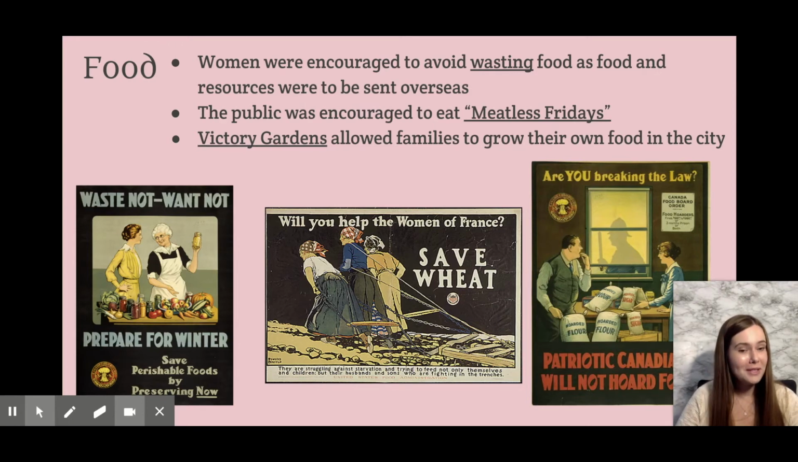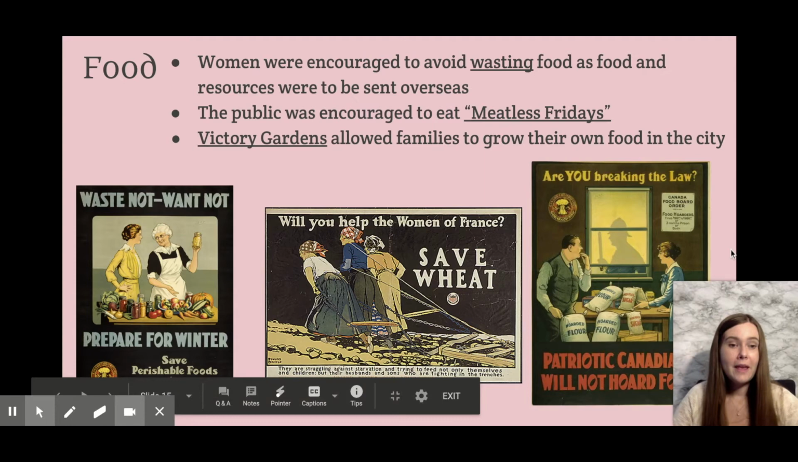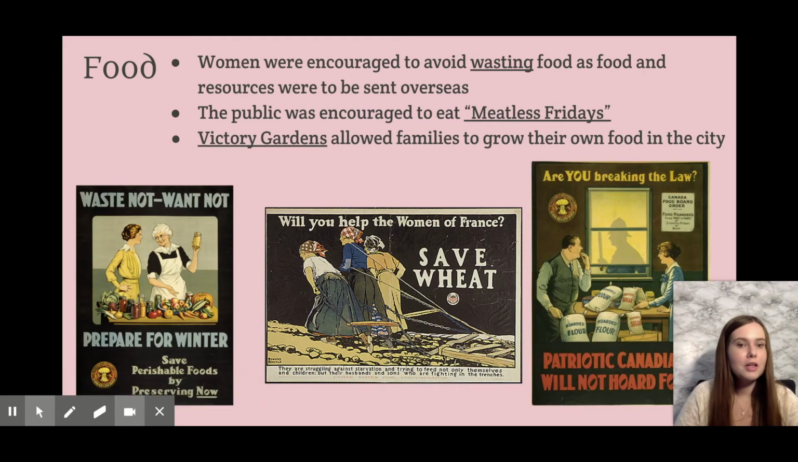And then hoarding was a big issue as well. So are you breaking the law? Patriotic Canadians will not hoard food. And you see hoarded flour, hoarded sugar. It was very much a fear of everyone that all of a sudden we would have a flour shortage, we would have food shortages. So you see people who start to hoard food, so they made it against the law to do so, to make sure we don't have a crisis where all of a sudden the shelves are empty. And it's very interesting because we definitely saw that with this pandemic throughout the spring through the summer.